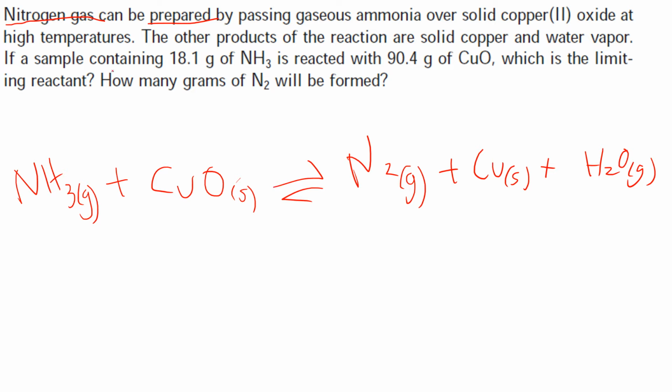Now, this is a stoichiometry problem because it asks for the limiting reagent and asks how much N2 will be formed. When we're dealing with a stoichiometry question, we always need to balance the equation first. That's the first step, balance. Okay, so how do we balance it?